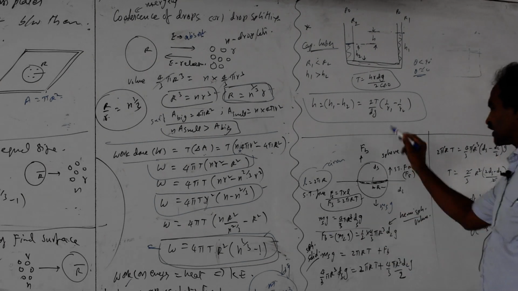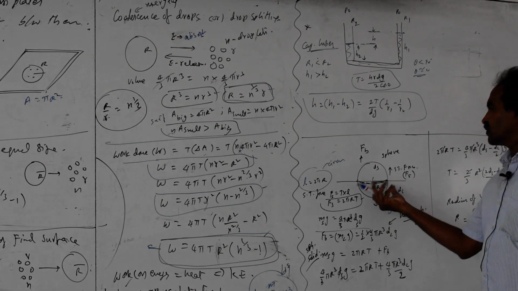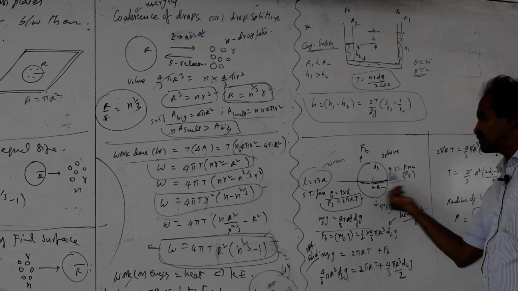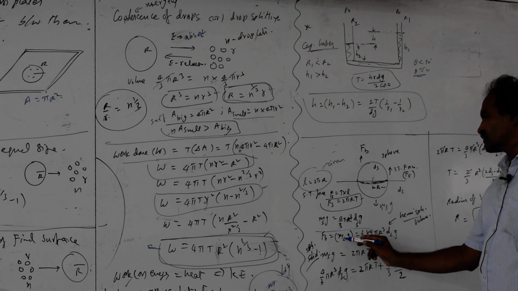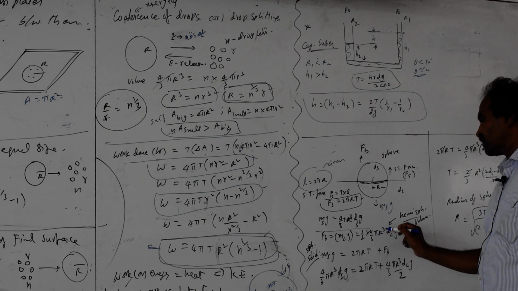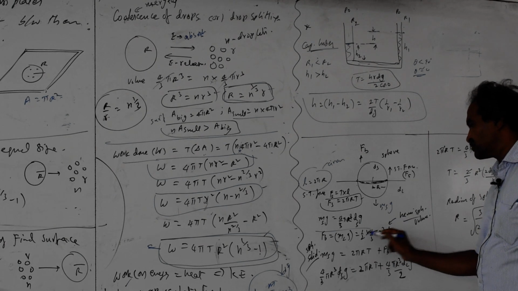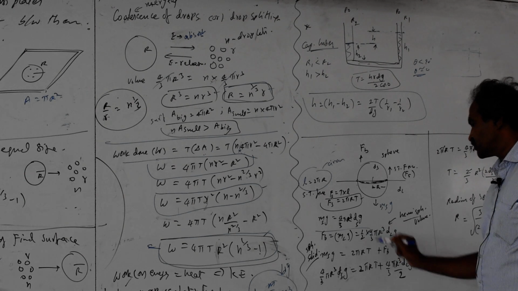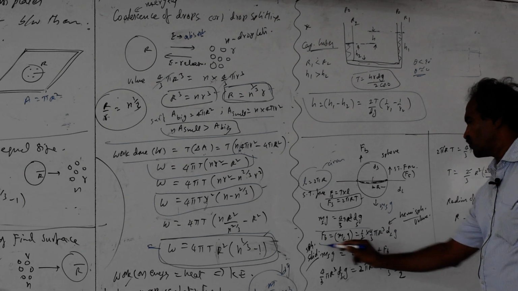And the buoyant force is acting upwards. What is the buoyant force equal to? It is equal to the weight of the liquid displaced. Volume is only the hemisphere portion you are taking, so we take the mass of the liquid displaced into g. Hemisphere volume is half of 4/3 pi r cube, the total volume by 2, into density of liquid into g. That is the buoyant force.